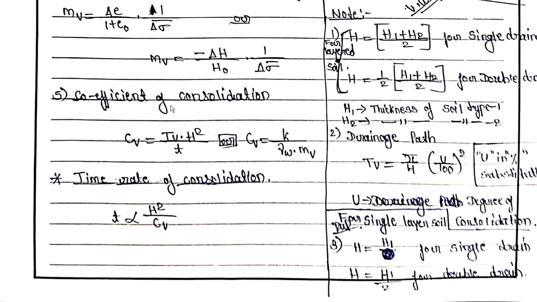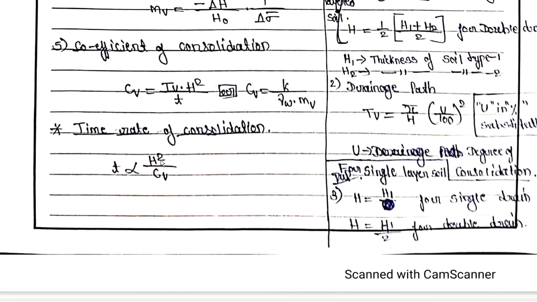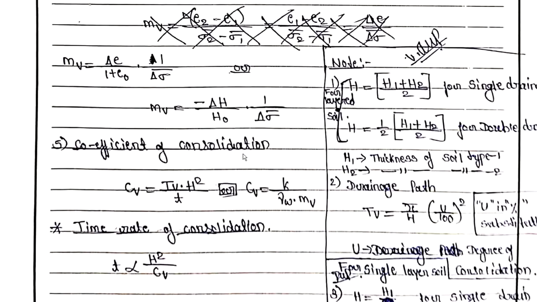Now coefficient of consolidation. The formula is CV is equal to TV into H squared divided by T, or we can use the formula for coefficient of consolidation like this: small k divided by gamma W into MV, where small k is the coefficient of permeability. Next, time rate of consolidation. Time is directly proportional to H squared divided by CV. So this is time rate of consolidation.